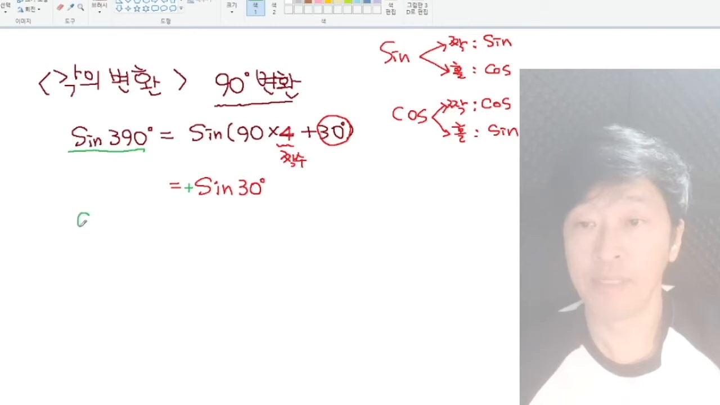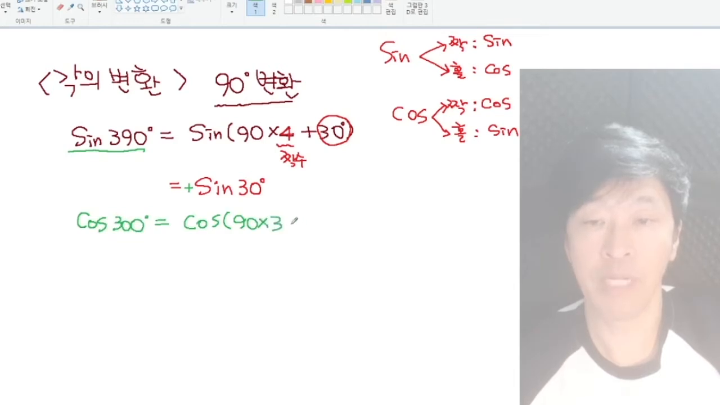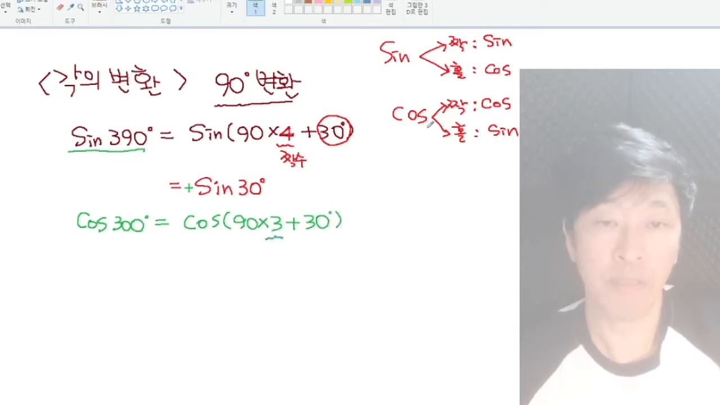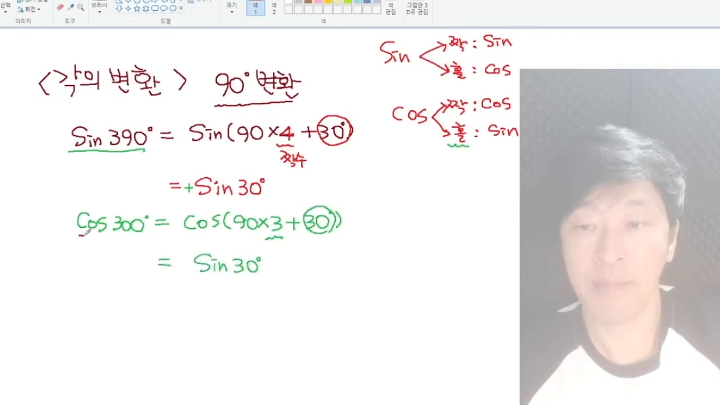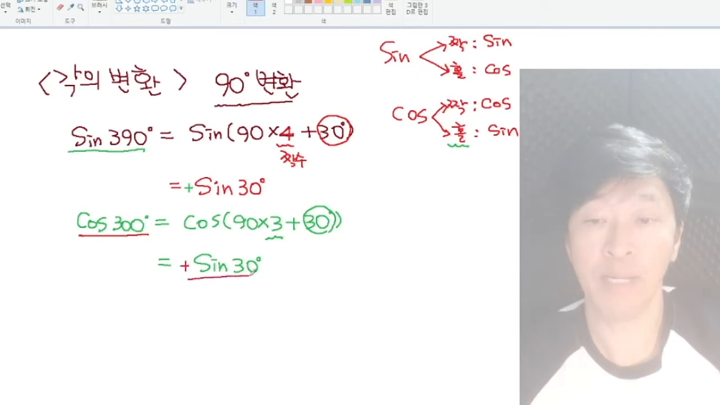Here's another one. Cosine 300 degrees. How many times does it get 90? 3 times. 90 times 3 plus 30. I'll write it like this. When it's odd, cosine is interpreted as sine, and write the back part as it is. So, 30. And finally, the sign of cosine 300 degrees. In this quadrant, cosine is plus. Cosine 300 degrees is the same as sine 30 degrees, so I can interpret this as sine 30 degrees.